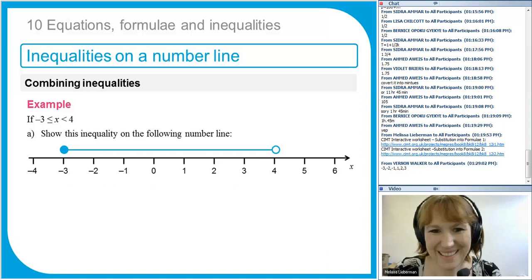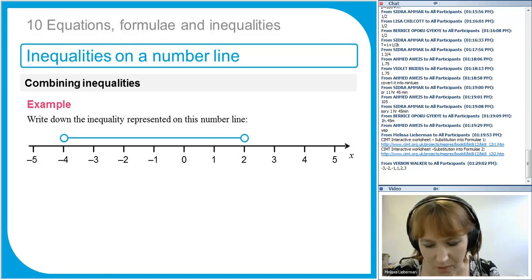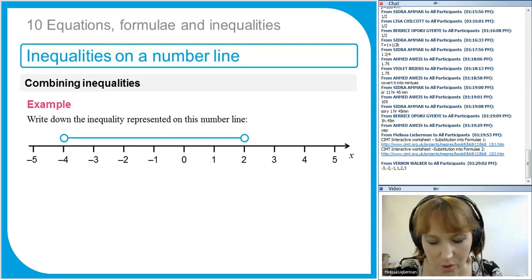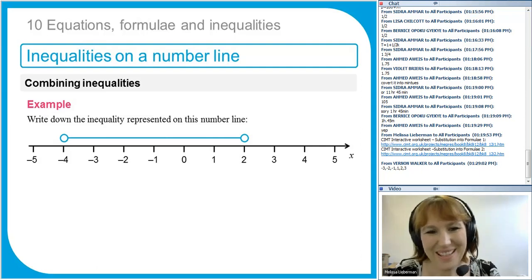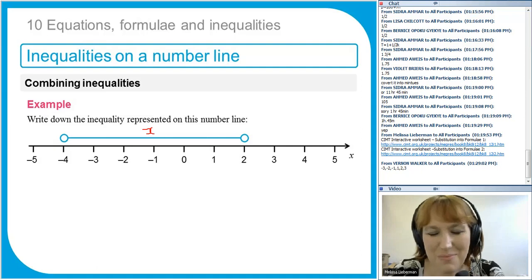Okay. Here's another one. Write down the inequality represented on this number line. So have a go at typing this in the chat box. Just use the greater than or equal to symbols on your keypad. If you need to write or equal to, then you can just put the equal sign as well. So this is saying that x is, so this is x. The x is between -4 and 2. Have a go at writing that, remembering what we've just covered. Make sure you get your symbols the right way around.